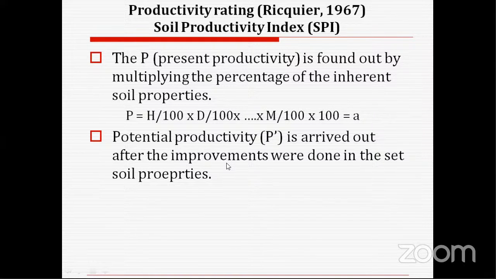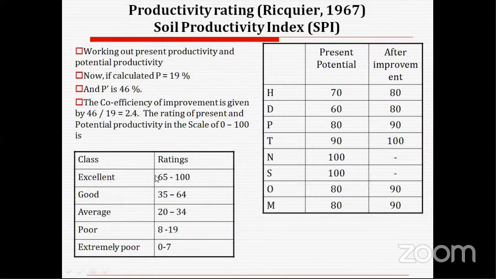Okay, students, now these are the properties required, so working on the present productivity and potential. Now the calculation P is 19%. So we have got all these percentages, and there is a rating. After calculating all this, if the soil productivity rating comes under 65 to 100, you can say it is excellent. If it is good, the rating is 35 to 64. Average means you can give a rating of 20 to 30. Poor means 8 to 19. All are percentages, students. Extremely poor means 0 to 7, students. So these are the productivity classes.